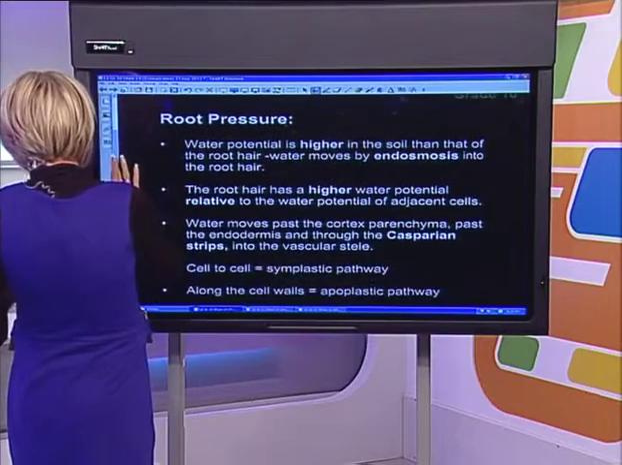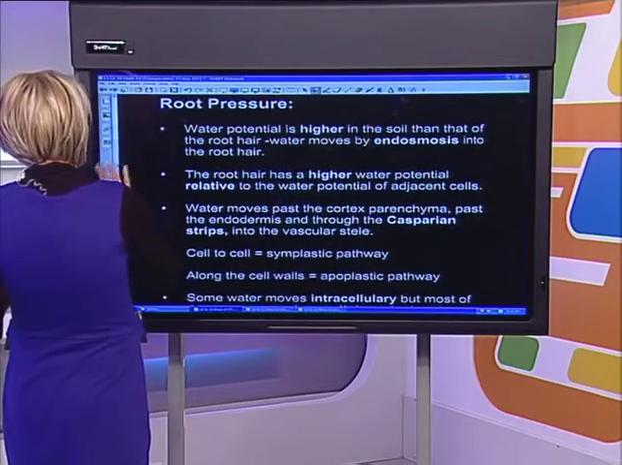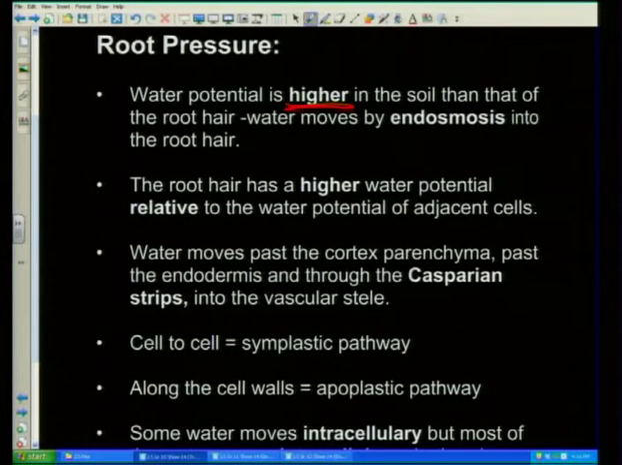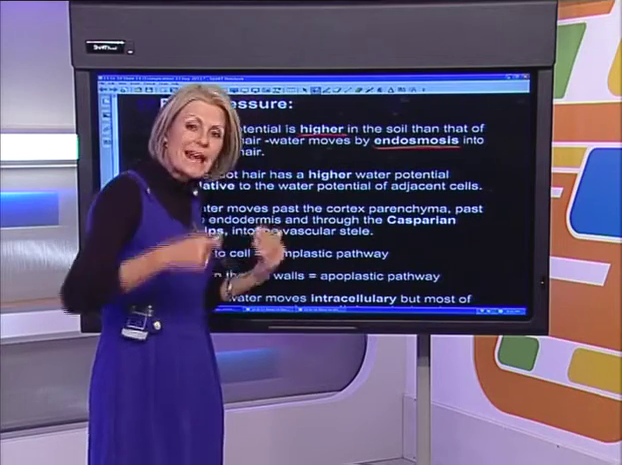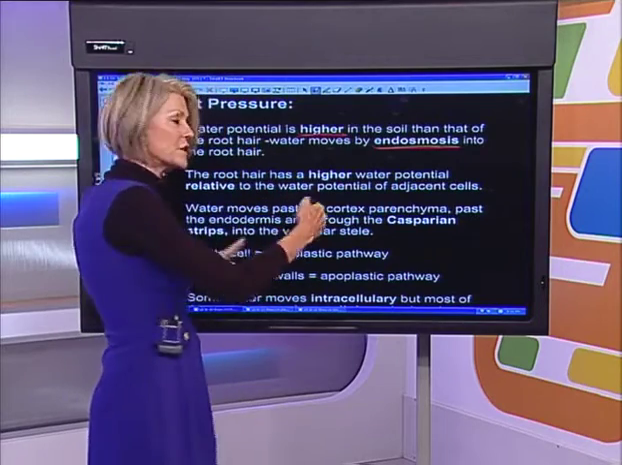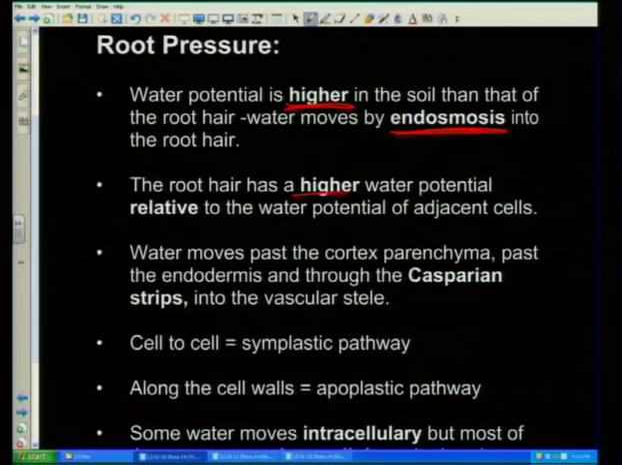Okay, right, root pressure. And all this is in writing what I've just told you. The water potential is higher in the soil than in the root hair, so water moves by endosmosis. Endosmosis means to go in, exosmosis means to move out. So with endosmosis, the water moves into the root hair. The root hair has a higher water potential than the cells next to it, so what happens? The water moves from the root hair into the cortex parenchyma, then through the endodermis, then through the Casparian strips.